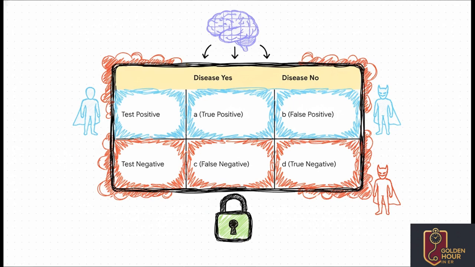Think of A and D as the good guys. The test got it right. But B and C, they're the villains, the false alarms, and, even worse, the misses. Getting this is absolutely key.